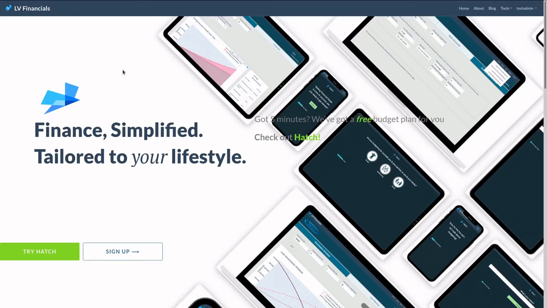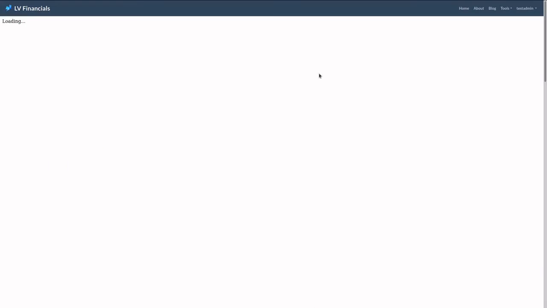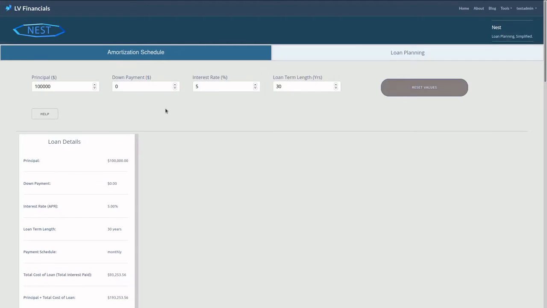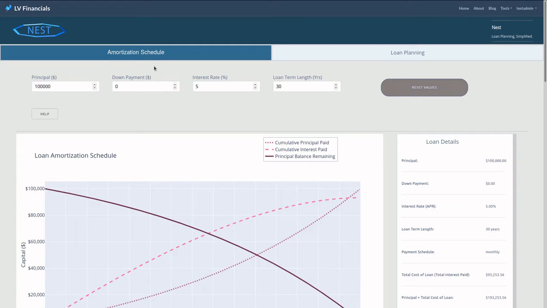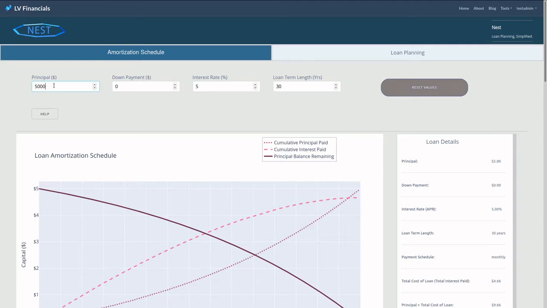To do this analysis, you will need a Pro account. Go to the Tools drop-down in the top right and select the Loan Planning Dashboard. Go to the Amortization Schedule tab. The principal is the amount of your loan. Let's suppose that you have roughly $5,000 left on a loan, and that also happens to be the amount of cash that you receive. So you could pay down that entire balance of $5,000 with the cash that you've received.